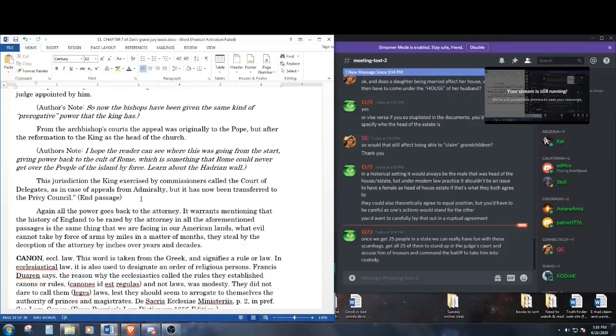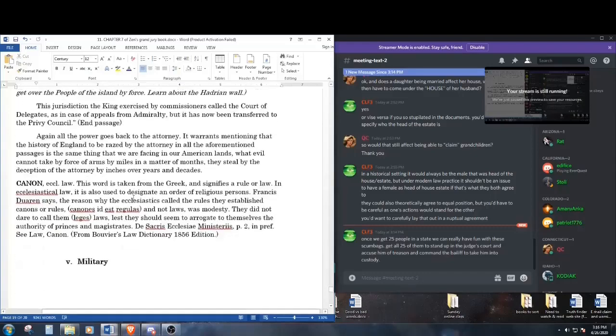So again, all the power goes back to the attorney. It warrants mentioning that the history of England, raised by the attorney in all the aforementioned passions, is the same thing that we're facing in our American lands. What evil cannot be taken by force of arms, by miles, in a matter of months, they steal by deception of the attorney, by inches over years and decades. It's the boiling the frog technique.